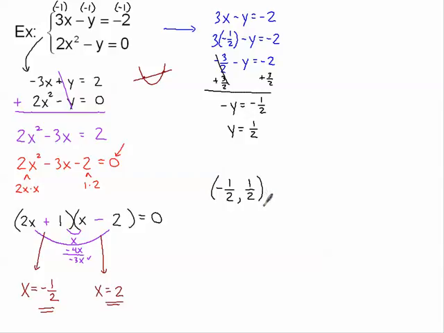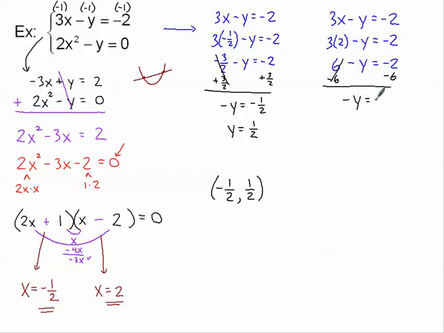Sounds good. Let's also plug the 2 into our top equation. So again, we had 3x minus y is equal to -2. So now we've got 3 times 2 minus y is equal to -2, or rather 6 minus y is equal to negative 2. And if we subtract our 6, we'll have negative y equals negative 8. So of course positive y equals positive 8. Great. So we have our other solution, which is 2, 8.